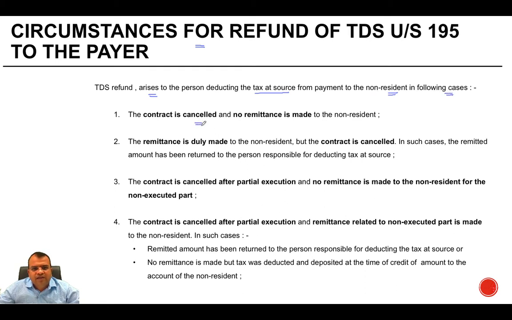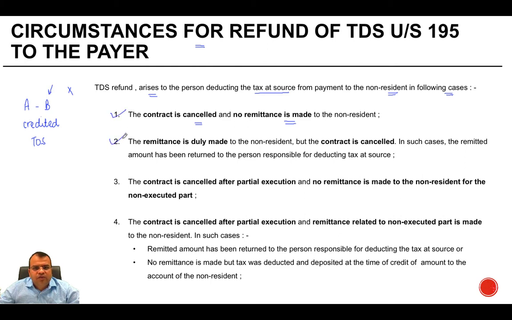The contract is cancelled and no remittance is made to the non-resident. So A entered into a contract with B, right? It credited the amount, deducted TDS and deposited that with the government. But subsequently the contract was cancelled and there was no remittance made to B.